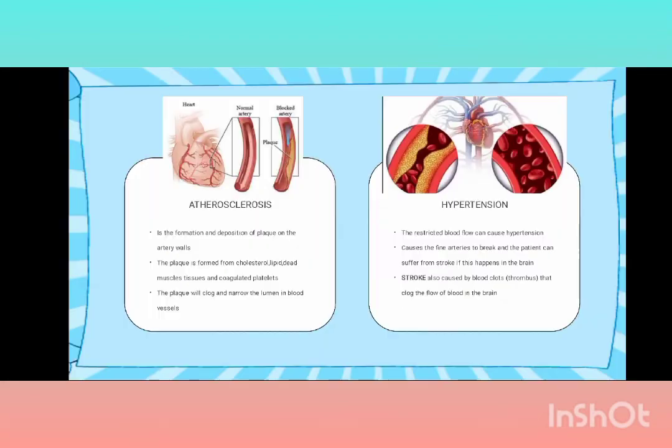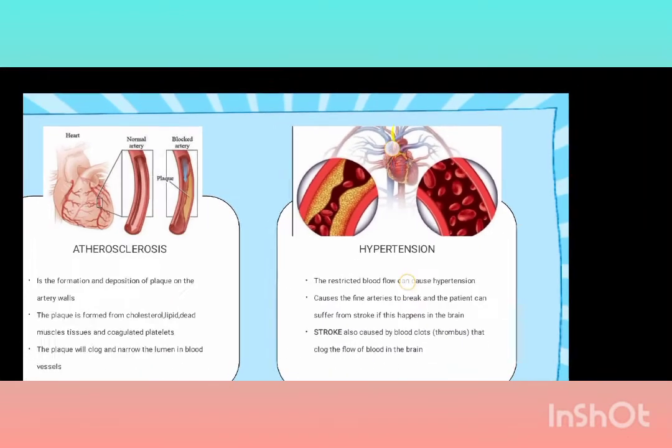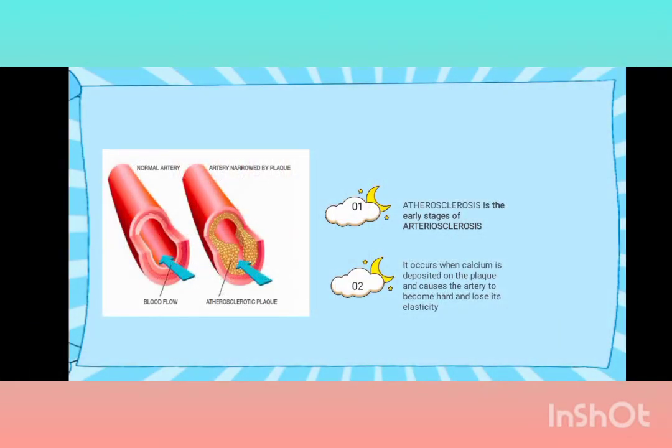So we can see these are the normal. So these are the plaque that form from cholesterol, lipid, and so on that makes the blood can flow easily. So this is arteriosclerosis. So atherosclerosis is the early stage of arteriosclerosis.